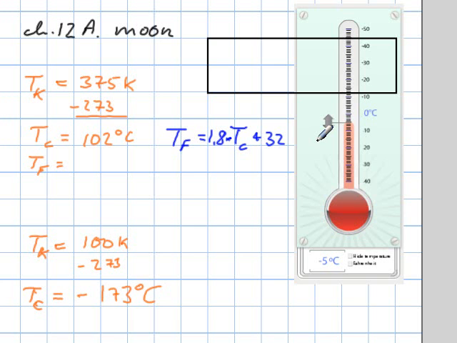So I take 102 and multiply that by 1.8, and then I add 32 to that, and I'll leave it up to you to work out the result in degrees Fahrenheit. It's going to be a large positive number, and then I do this down here for the Fahrenheit temperature. And as I multiply this by 1.8 and then add 32, I come up with a large negative Fahrenheit temperature.